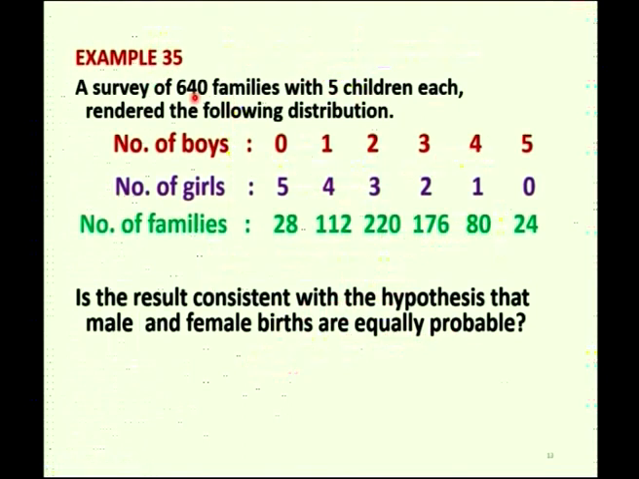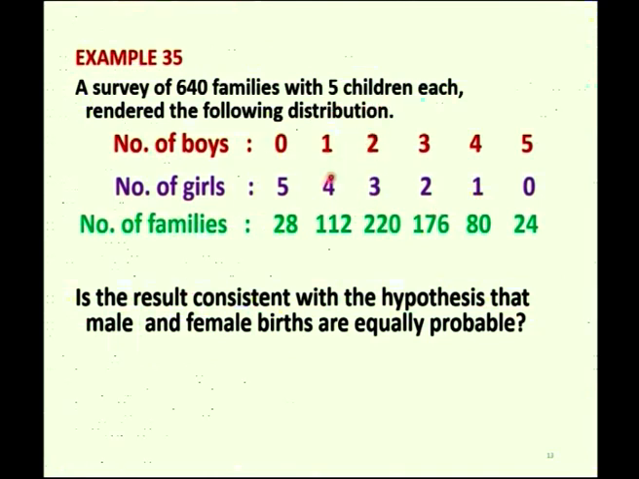Okay. The next problem is about the binomial distribution. What is said in this problem is a survey of 640 families with 5 children each rendered the following distribution. There are 28 families with all the 5 children as girls and no boys, and there are 112 families with 4 girls and 1 boy, and similarly 220 families with 3 girls and 2 boys.